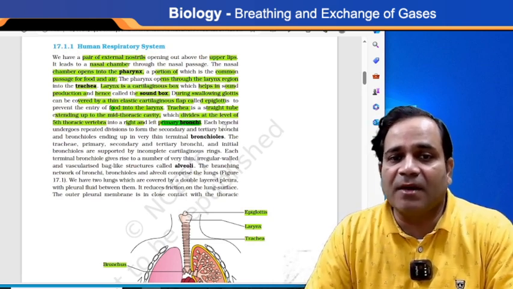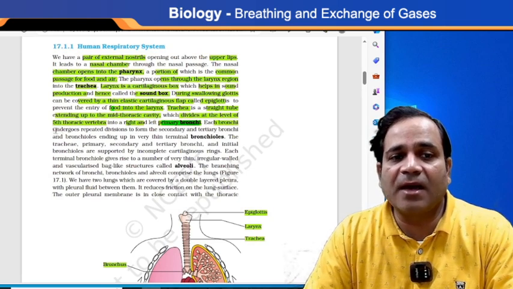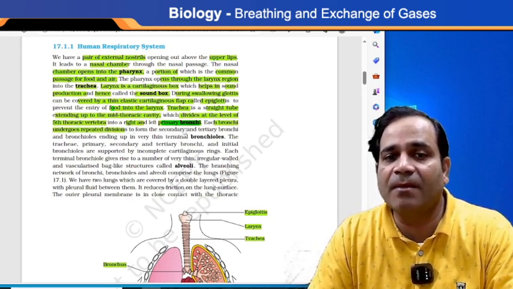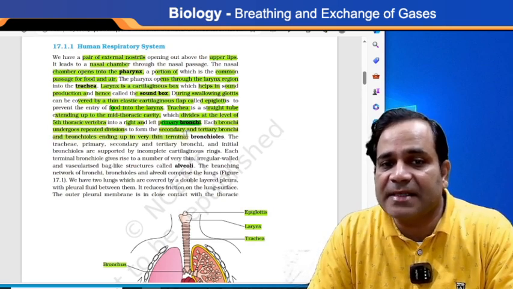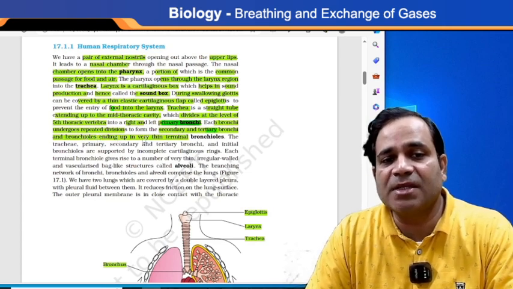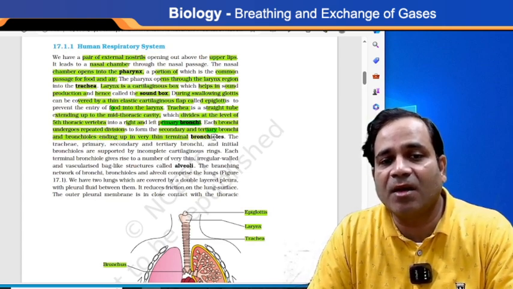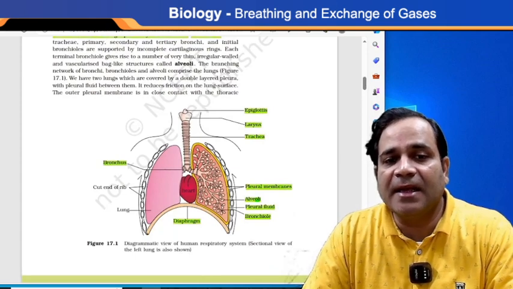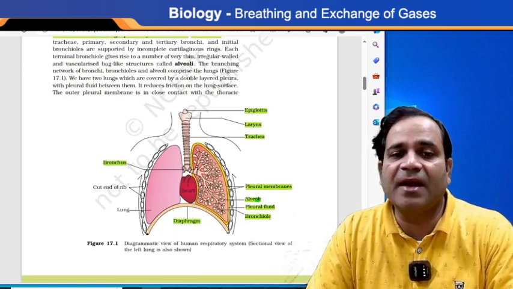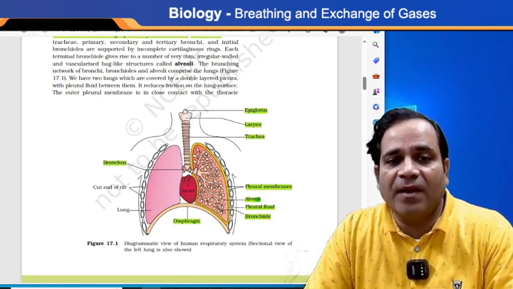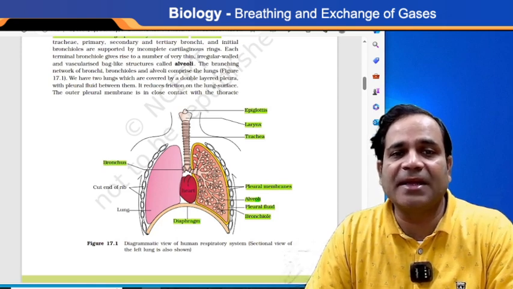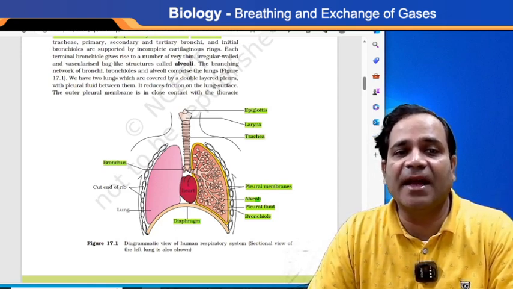Okay, so now each bronchus undergoes repeated division. There are so many repeated divisions, forming the secondary and tertiary bronchi and bronchioles, which end up in thin terminal bronchioles. See here in this diagram, the primary, this one is the secondary and tertiary branches, and finally the tertiary branches end in a small muscular bag-like or sac-like structure, my dear, known as alveoli. Yes or no?